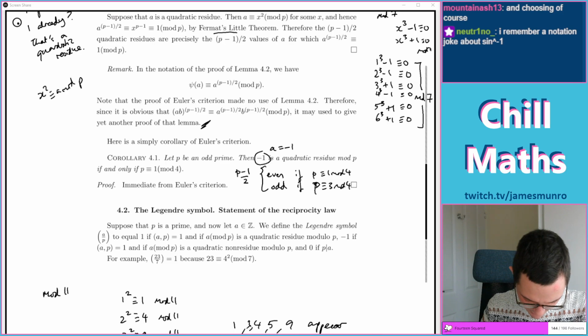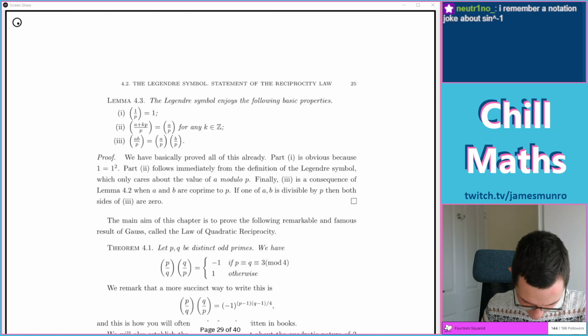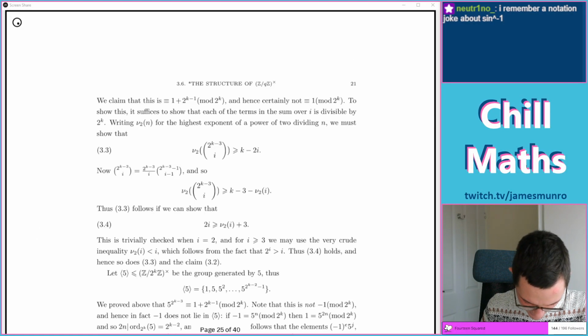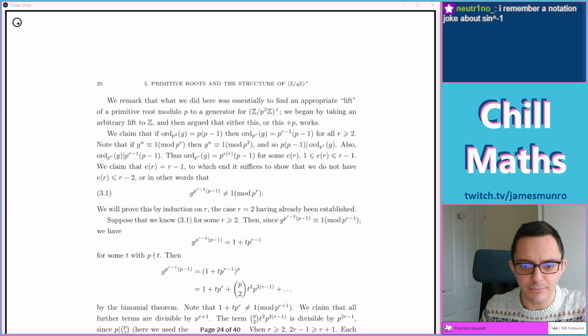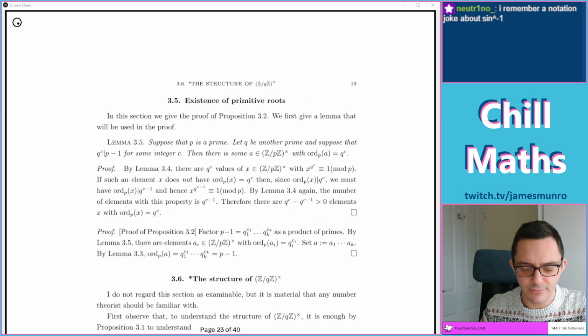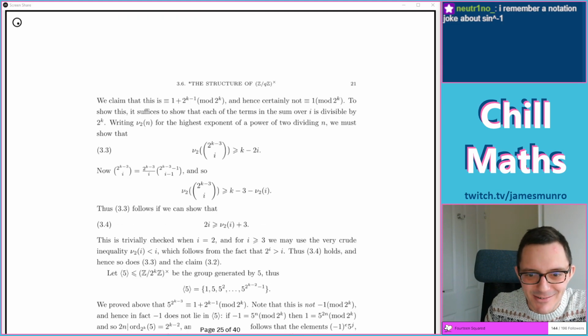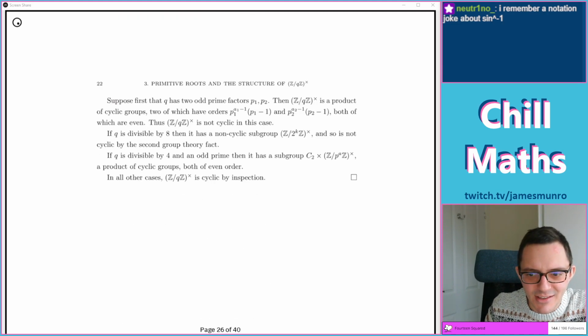Where is lemma 4.2? I thought it'd be around here. Oh no, I don't understand these notes at all. What is going on? What's all this? I'm nowhere near the place I wanted to be. What is this?